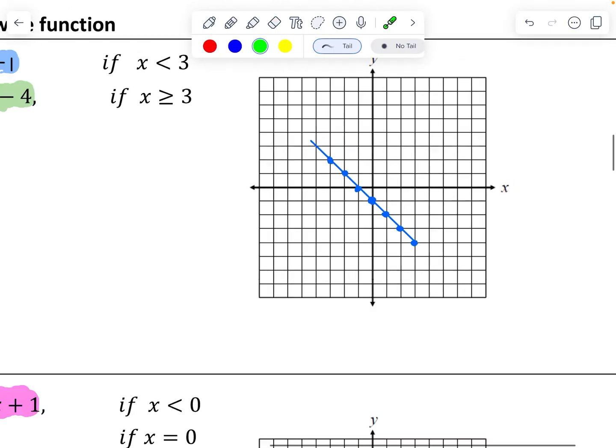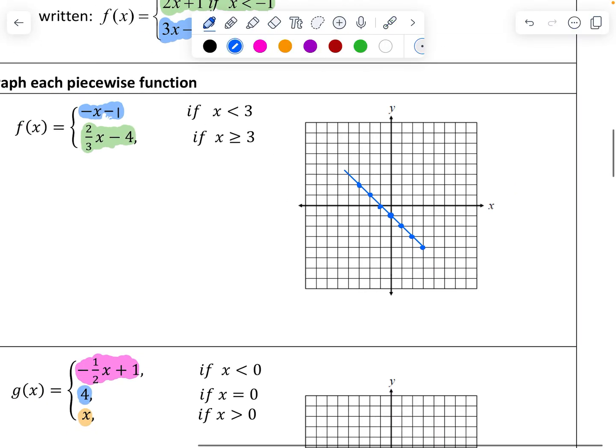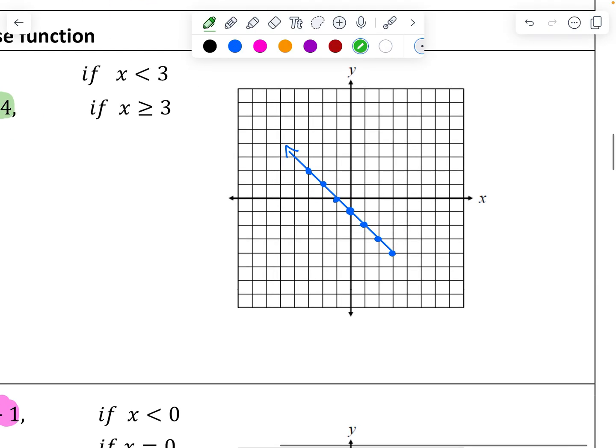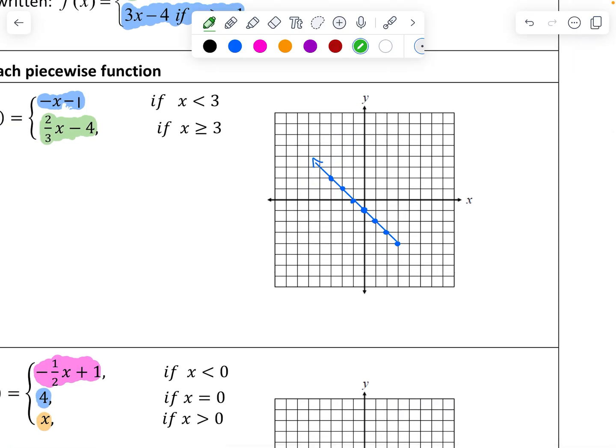And so the blue line is only graphed if x is less than 3. The green line, 2/3 x minus 4. So we start at -4. 1, 2, 3, 4 right here. And 2/3 means up 2 over 3. 1, 2, 1, 2, 3. All right, that didn't look right.